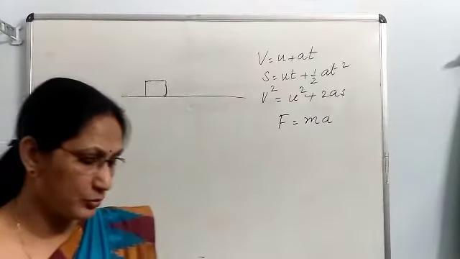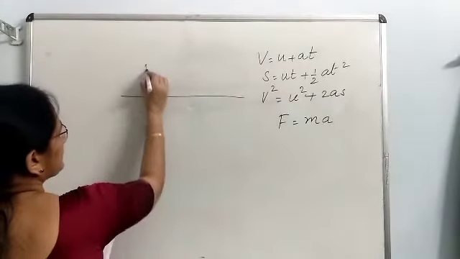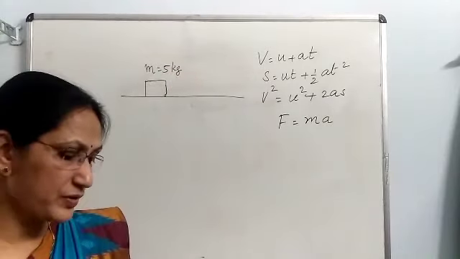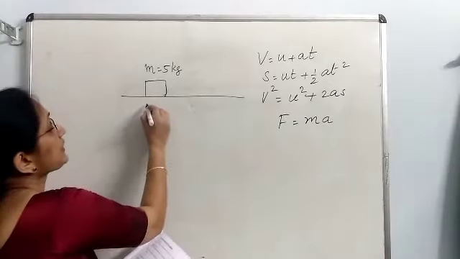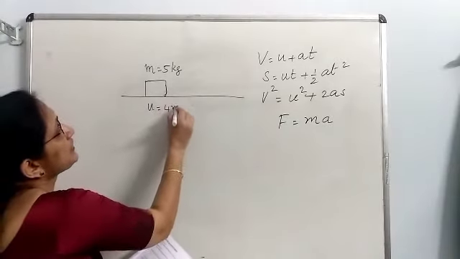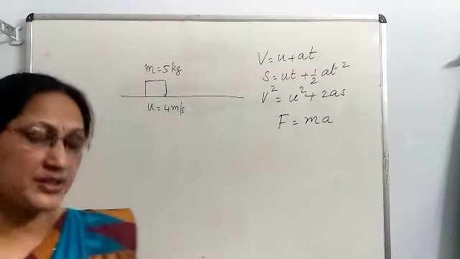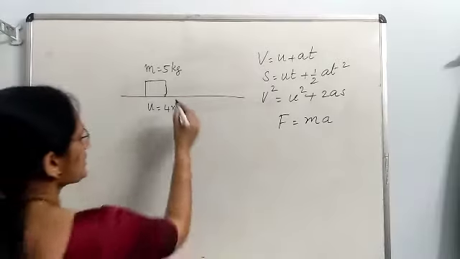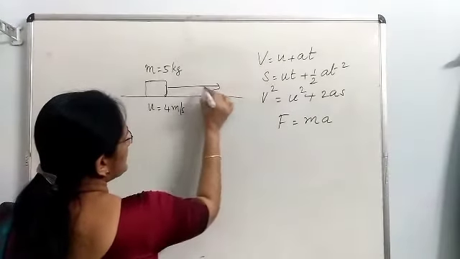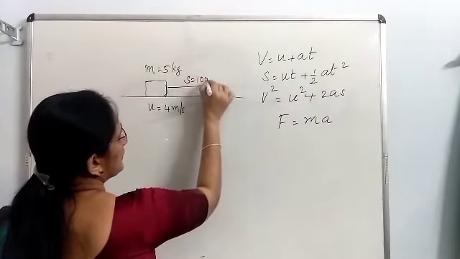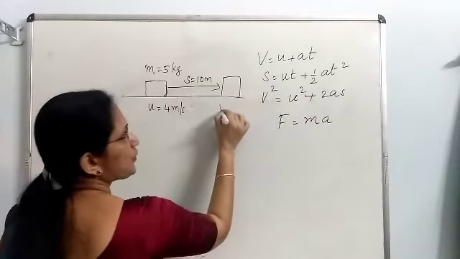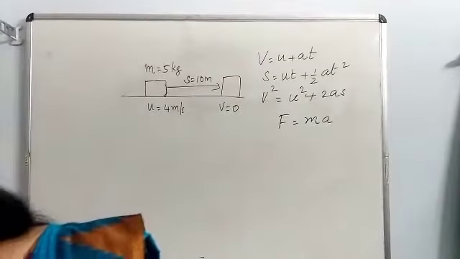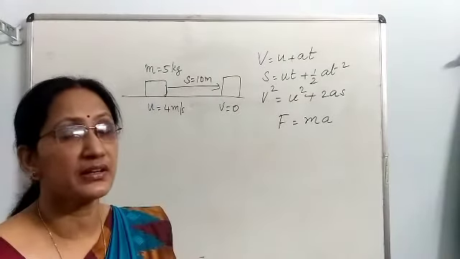Consider this as the moving body. Its mass is given, 5 kg. It is moving with a velocity of 4 meter per second, means initial velocity is 4 meter per second. It is brought to rest after covering a distance of 10 meter, means it travels a distance of 10 meter and it stops here. Stops means final velocity is 0. Then calculate the retardation produced by the retarding force.